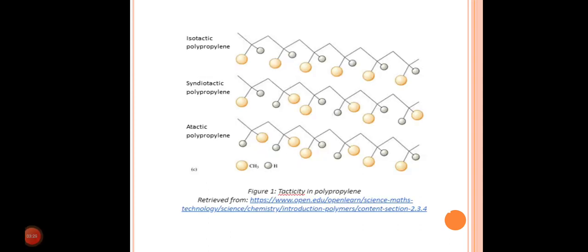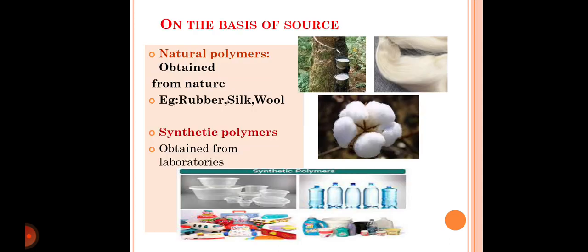So the picture shows the different kinds of tacticity. So isotacticity, where the functional group is on the same side. Syndiotactic polypropylene, where the functional groups are found in an alternate fashion, whereas atacticity is found in a random manner. On the basis of source, polymers are classified as natural polymers and synthetic polymers.